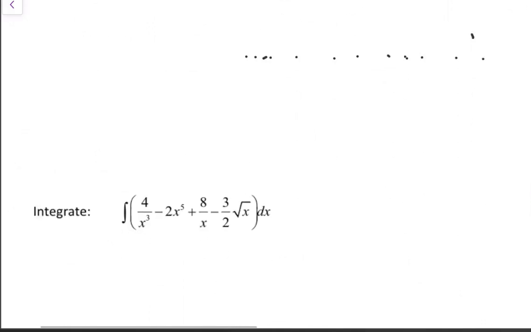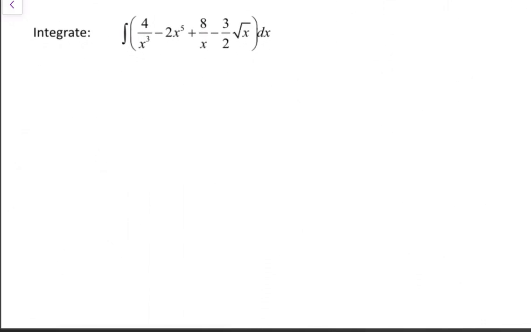Okay, let's take a look at another example. So in this one, I've got some ugly looking terms. So what I'm going to first want to do is rewrite any terms that aren't already in that form of ax to the n. I want to rewrite them that way.